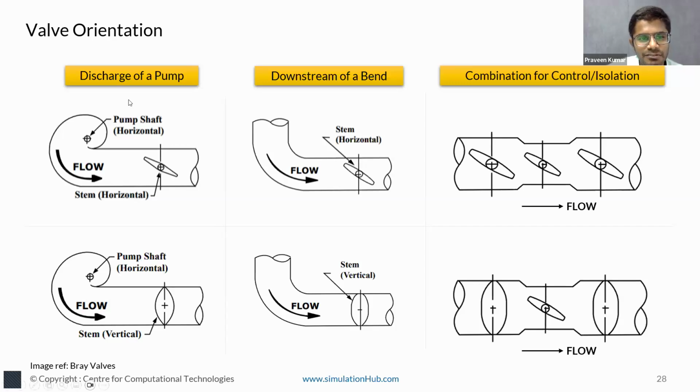How to install in different cases: at the discharge of a pump, downstream of a bend, and a combination of different valves. So how do you install it? Which one will be more effective or recommended, and which one should we avoid? There are two orientations. One is where the stem is perpendicular to the bend and flow direction, and the other is where the stem is vertical, parallel to the flow.